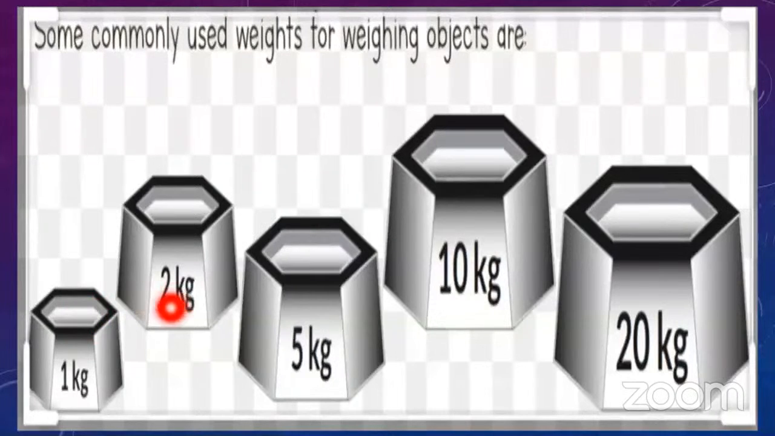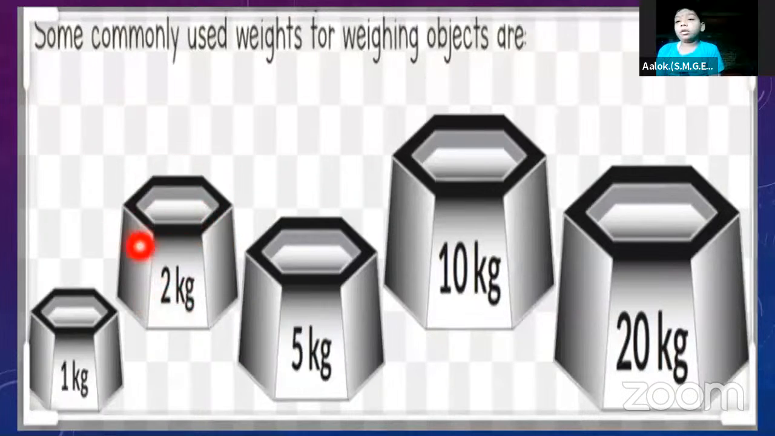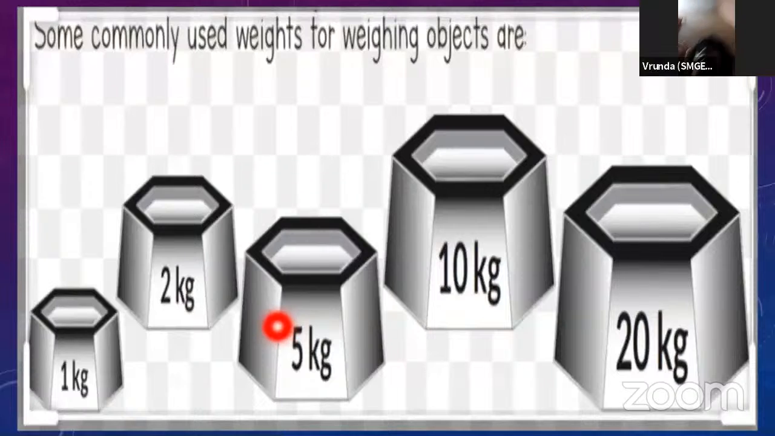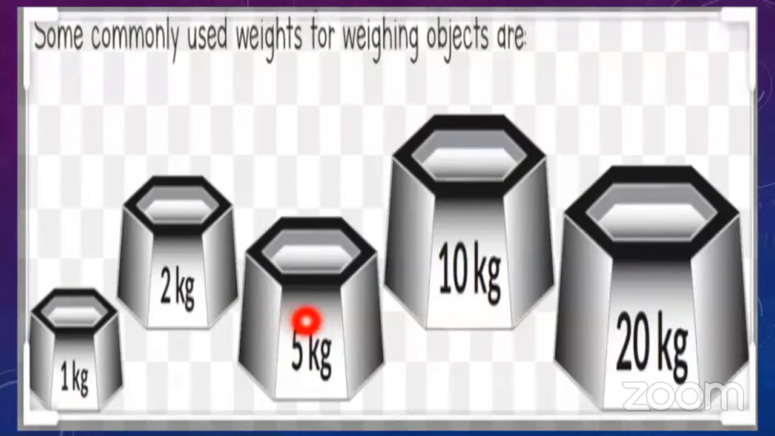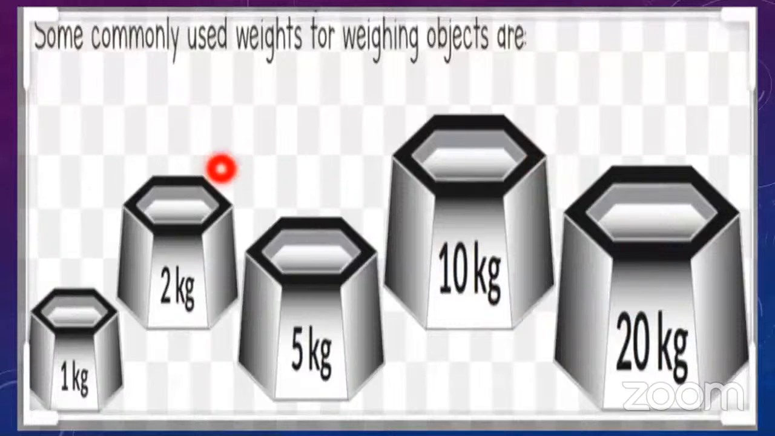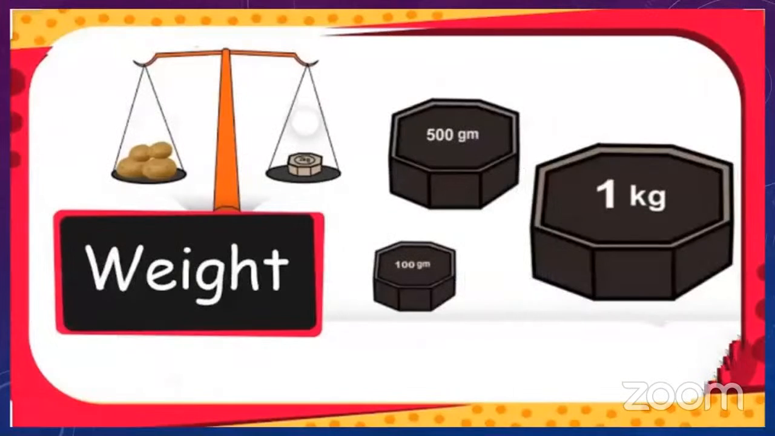Here you can see 2 kg is written. The mass of this weight is 2 kilograms. Here 5 kilogram, here 10 kilogram, and here 20 kilogram. So these are some of the weights used by greengrocers or the kirana store. Now look here, you can see in this way it is weighed.